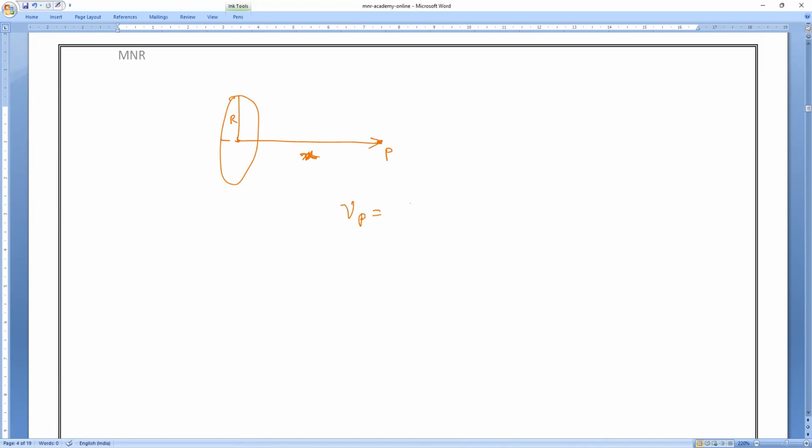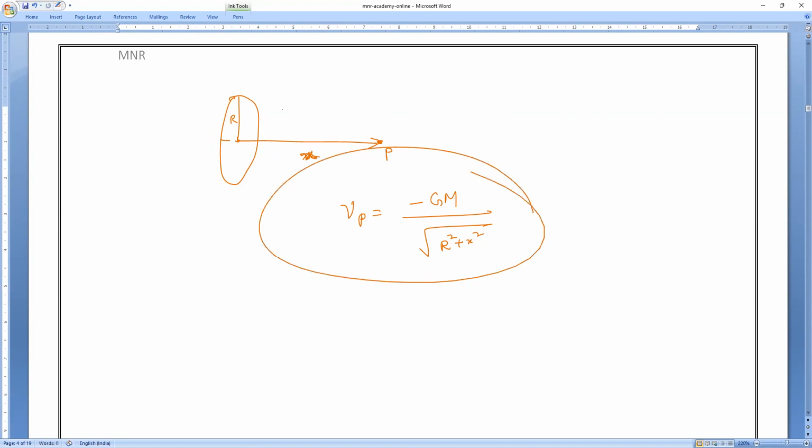VP is equal to minus GM divided by root over R square plus X square. Am I right? Others, please respond. So that is what. Now we have the importance of this. That is what, again, the same thing. So let us find what is Ex of this one. So VP, you know that. Potential, we know. Then we need to find the gravitational field.